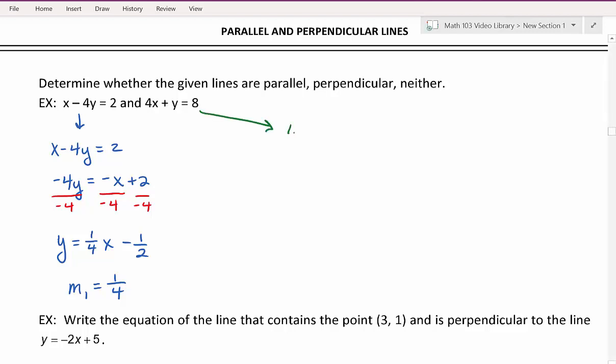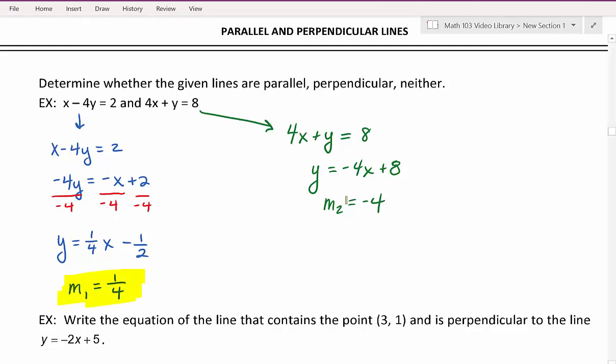Now we'll do the other equation. Solving for y, we'll subtract 4x from both sides. We get y equals negative 4x plus 8. Now that our equation is in slope-intercept form, we identify the slope by just looking at the coefficient of x. Our second slope is negative 4.